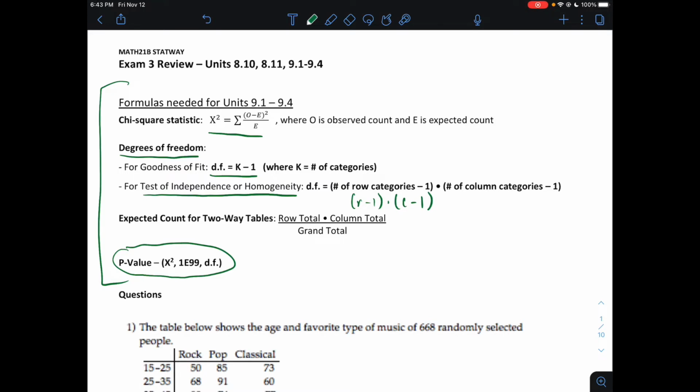And then also we have how to find expected counts. Even if you're using the calculator like I showed for unit 9.4, you still have to find the expected counts. And so we do need to remember that that is row total times column total divided by grand total. So make sure you understand how to use these formulas. Definitely use them when you're trying to practice the problems on this review sheet.